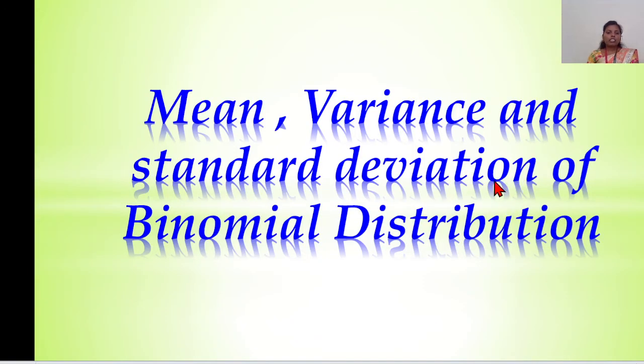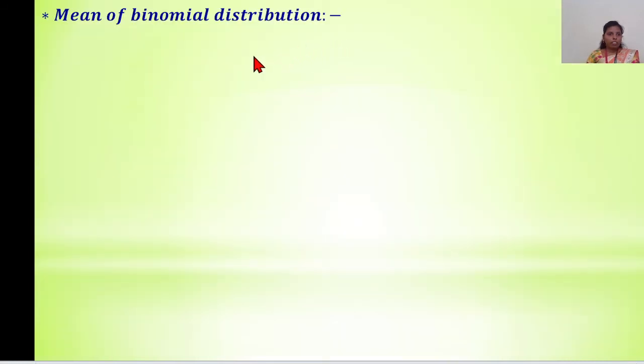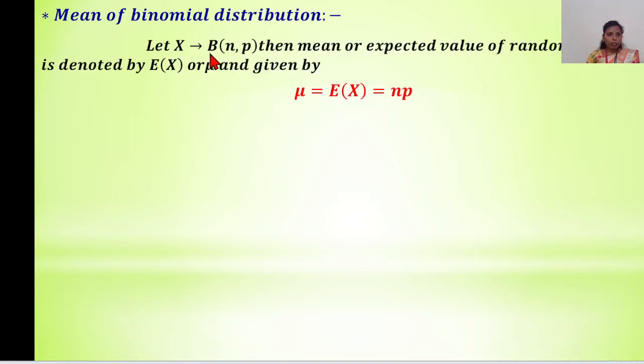Now the next point is mean, variance and standard deviation of binomial distribution. Let us first see the definition, that is, the mean of binomial distribution. Let X follow a binomial distribution with parameters n, p. Then the mean or expected value of random variable X is denoted by E(X) or mu, and is given by mu equal to E(X), equal to the product of n and p.